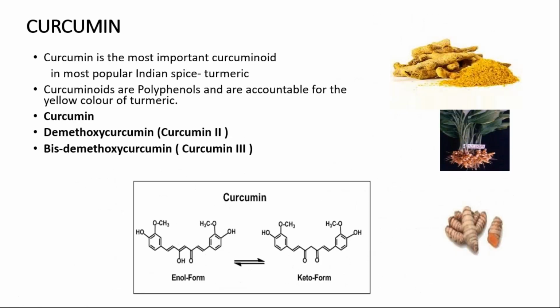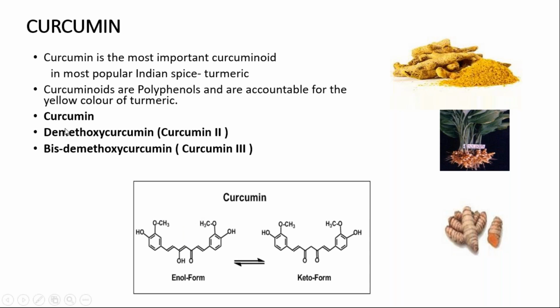Then we come to a very well-known pigment also, which is very thoroughly studied, known to have all the properties possible, the most powerful and the most popular nutraceutical, and that is curcumin. So curcumin is the most important curcuminoid in the most popular Indian spice, turmeric. Curcuminoids are actually polyphenols. So you see here they have the benzene ring with a hydroxyl group. So here it is OH. Here you have a dimethoxy group. And from the turmeric, you can isolate the curcumins.